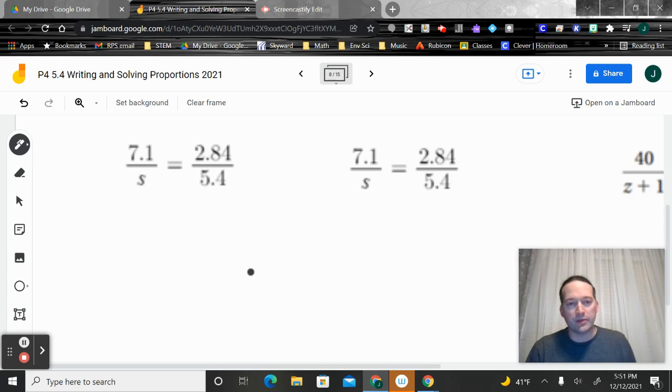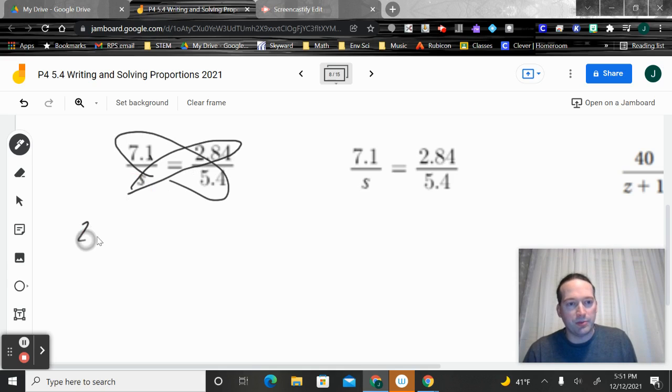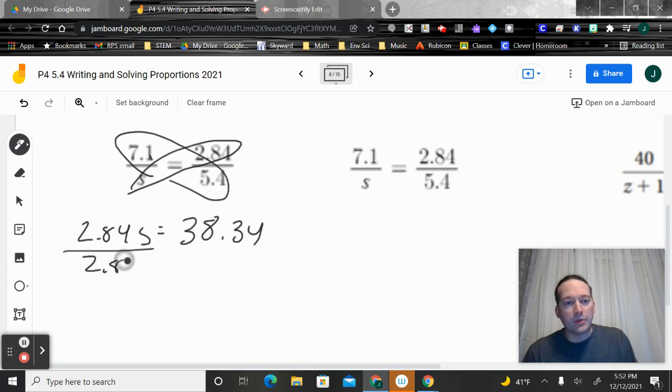All right, so let's solve this first one with cross products. And then we'll do the second one with the other way that I had shown you. So this is 2.84s, and that equals 7.1 times 5.4, which is 38.34. Divide both sides by 2.84. Okay, and I get s is equal to 13.5. So you see all the work that's required there.